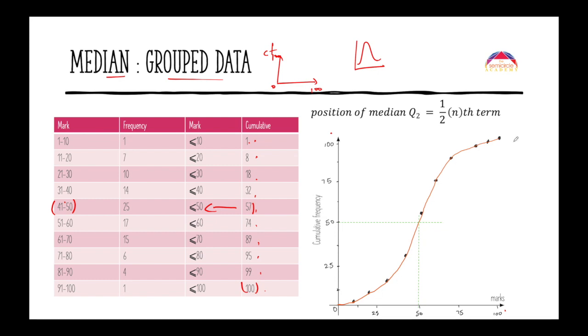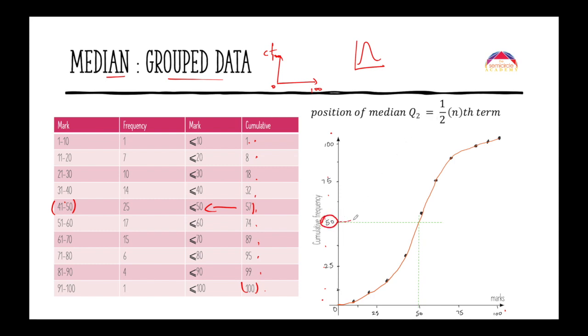So once you draw the cumulative frequency curve, and it's best to draw this on an actual graph paper grid, and measure out all of these, make sure they're evenly distributed, right? So now we could actually read off what the median is. So we could see here that the nth term is the 50th term.